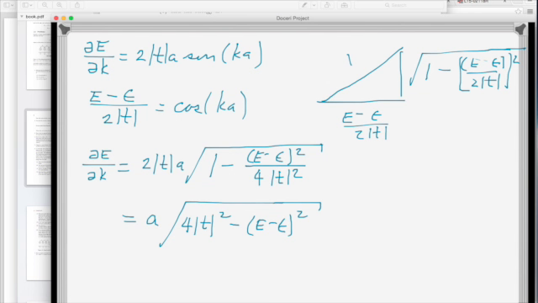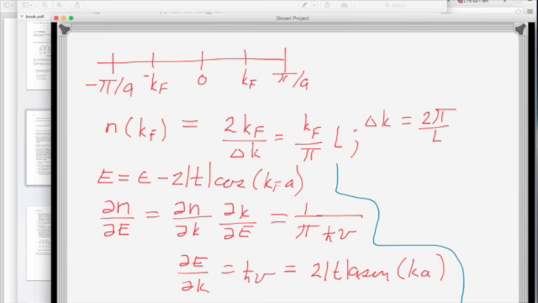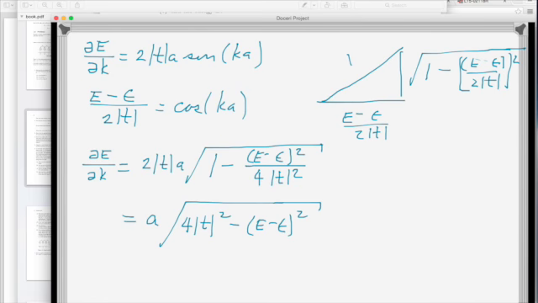And then I need the inverse, right? The inverse is what we needed to get the dN/dE, the density of states. So it's 1 over pi times the inverse of this dE/dk. 1 over pi, so the density of states is 1 over pi a times 1 over this square root of 4t squared minus (E minus epsilon) squared.